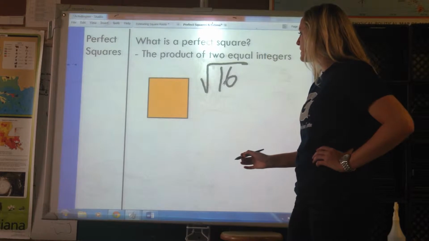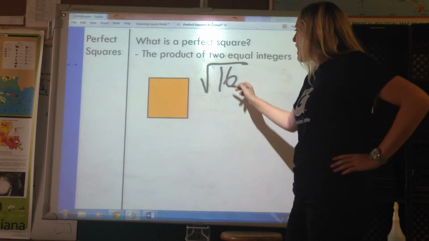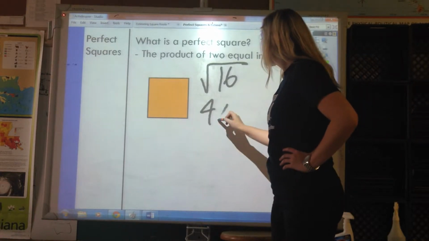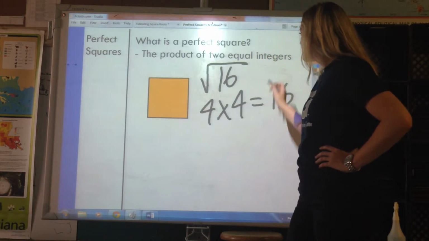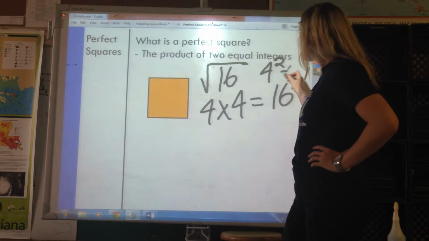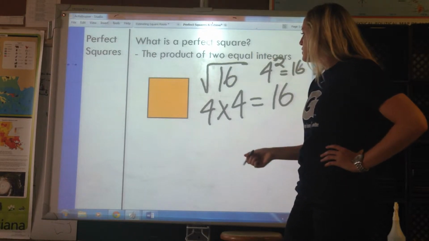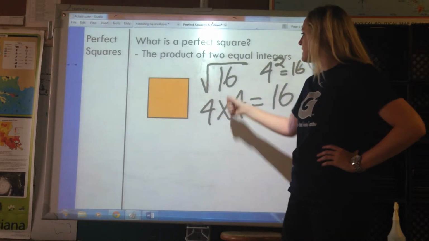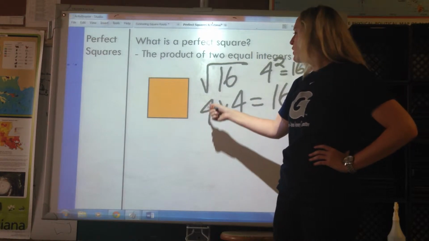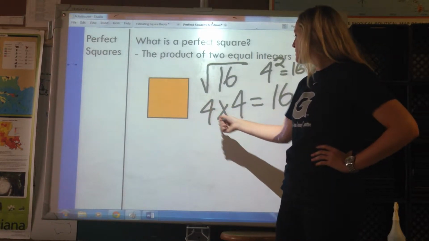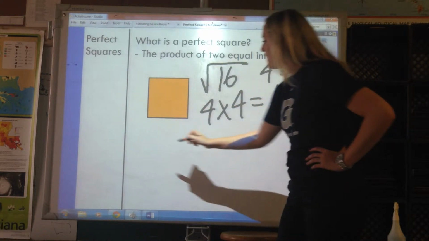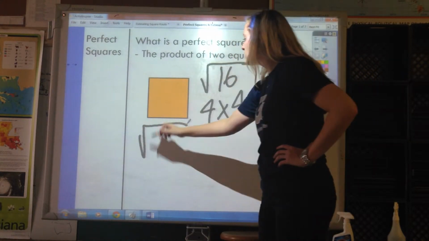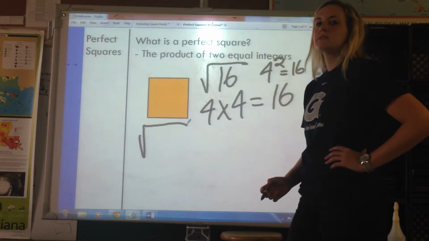My pen is your pen. Make sure you have this down. So I know that 4 times 4 equals 16, or 4 squared equals 16. So if I want to find a square root, that's my first step. I think to myself, what number multiplied by itself will give me the number in the radical sign? And this crazy radical sign just means square root.